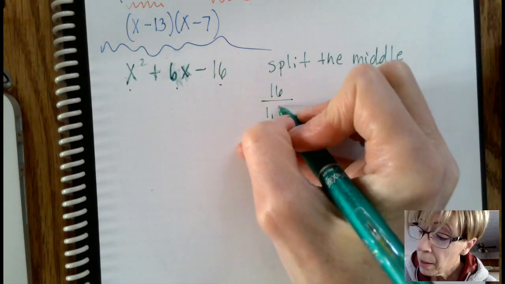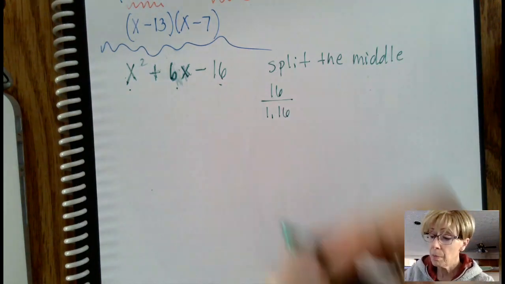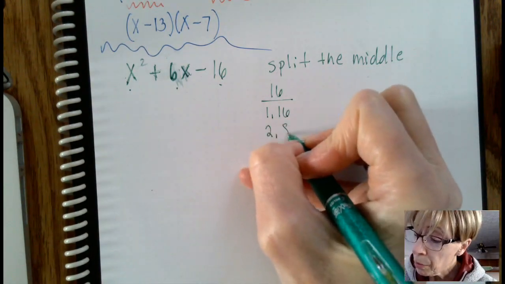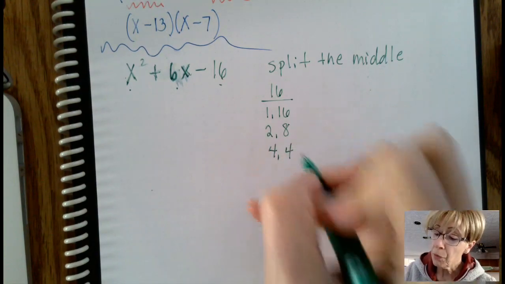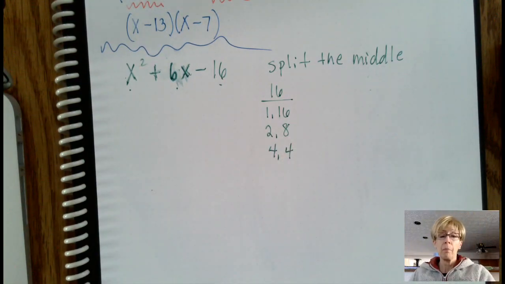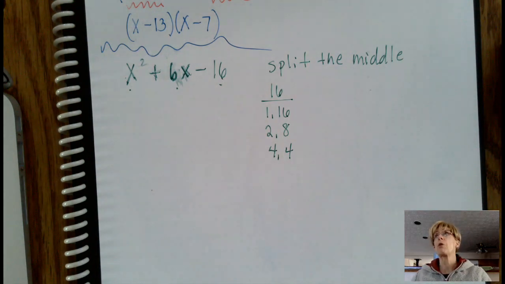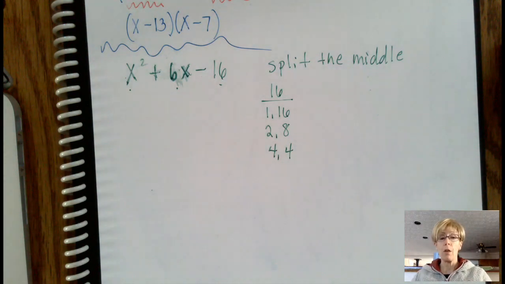Well, 1 times 16 is 16. 2 times 8 is 16. And 4 times 4 is 16. And if you're not very sure of your multiplication factors, all that you need to do is you take 16, do 16 divided by 1, do you get a whole number? 16 divided by 2, do you get a whole number? 16 divided by 3, do you get a whole number? And so forth. You only want to look at whole numbers.